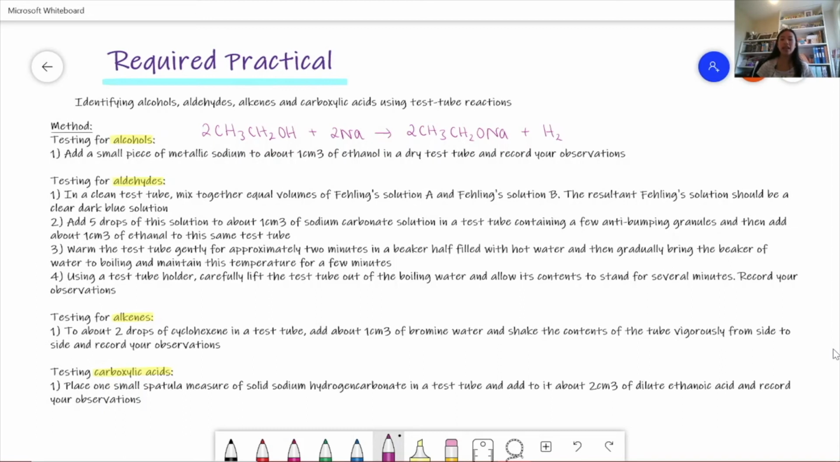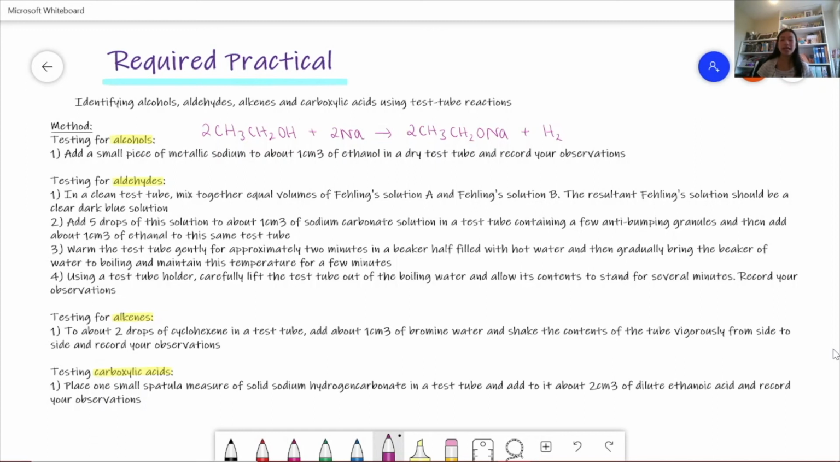And then testing for aldehydes, by using Fehling's, if there are aldehydes present, what happens is that the Fehling's goes from a blue solution to a brick red precipitate. And then for alkenes, the bromine water should go from orange brown to colourless if there are alkenes.